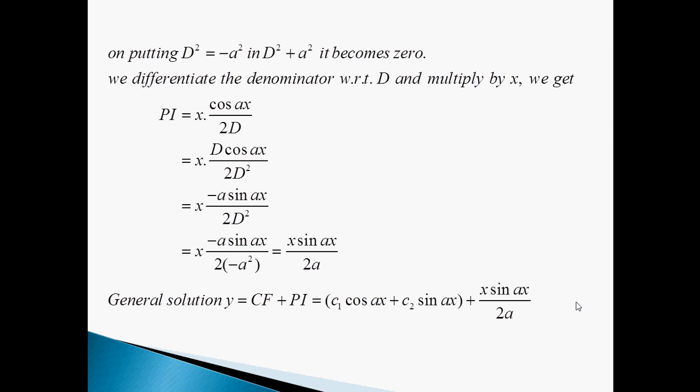The general solution y equal to complementary function plus particular integral is equal to c1 cos ax plus c2 sin ax plus x sin ax upon 2a.